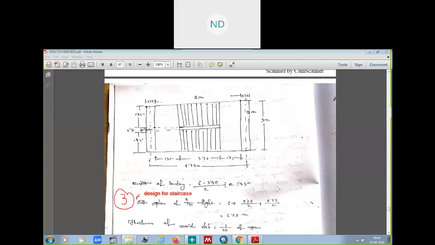0.23, that is 0.23 by 2 and 0.23 by 2, you can directly add 0.23. So it gives us 6.23. That means the effective span of the flight is this much.